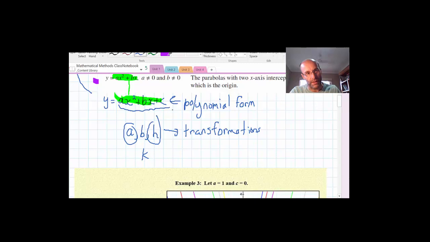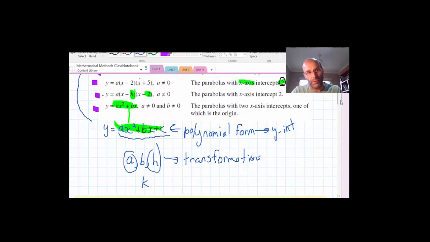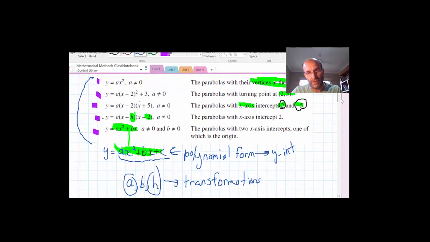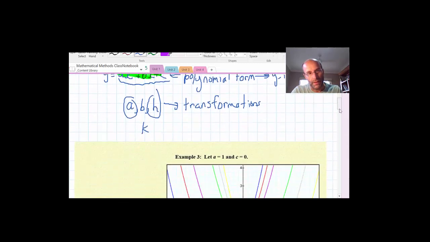The polynomial form doesn't lend itself very well to looking at key features apart from the y-intercept. It'll tell us what the y-intercept is. That's about it. It's got its place, the polynomial form, but if we're looking for key features, it is not very helpful in that sort of way. So that's why the other forms that we looked at above, like the turning point form and the x-intercept form, basically are handy in that regard.